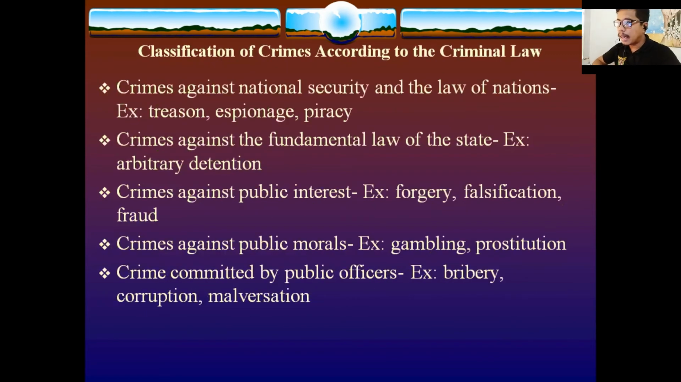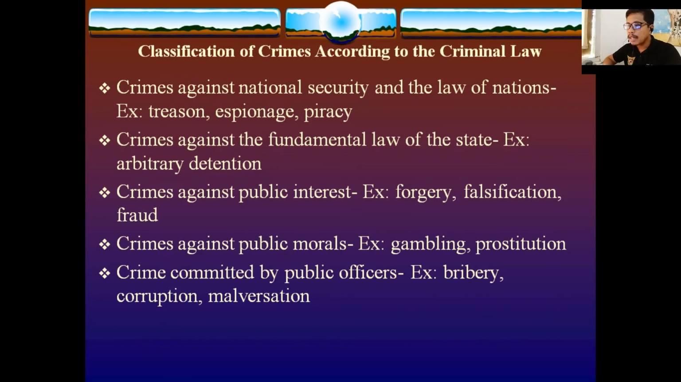Now lastly, under the Criminal Law Book 2, you can find the classification of crimes according to the titles. There are actually various titles in the Criminal Law Book 2. The first title is Crimes Against National Security and the Law of Nations. So, crimes are also classified in that book.